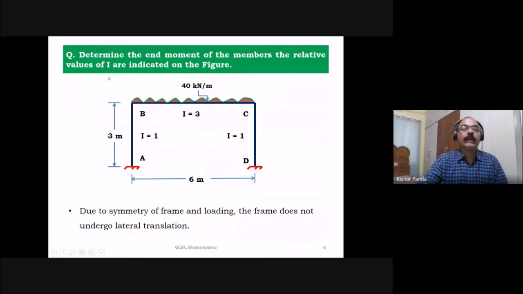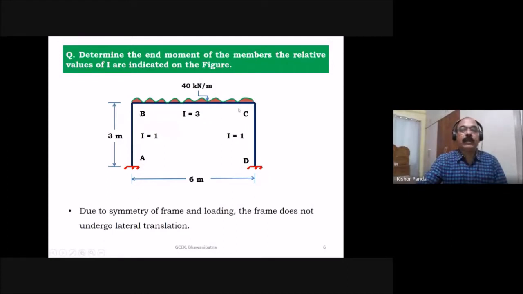Coming to one example: determine the end moments of the members. The relative values of I are indicated on the figure. This is one simple frame; the vertical member length is 3 meter and the horizontal member length is 6 meter. The moment of inertia for AB is I equal to 1, CD is I equal to 1, and BC is I equal to 3.